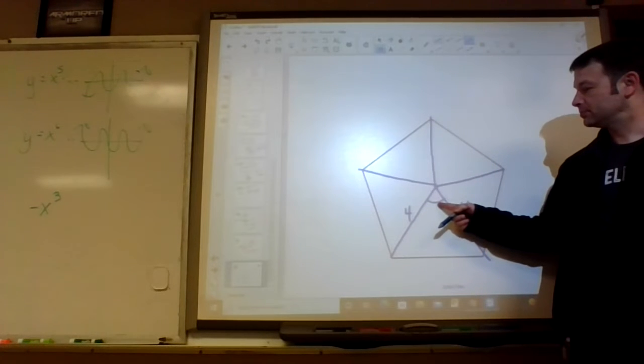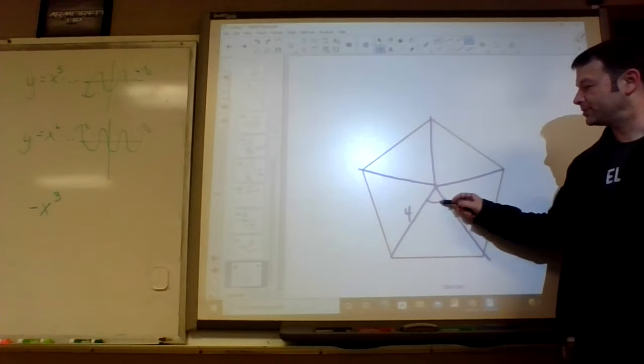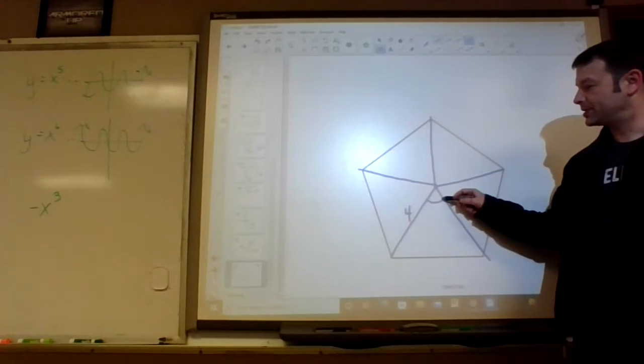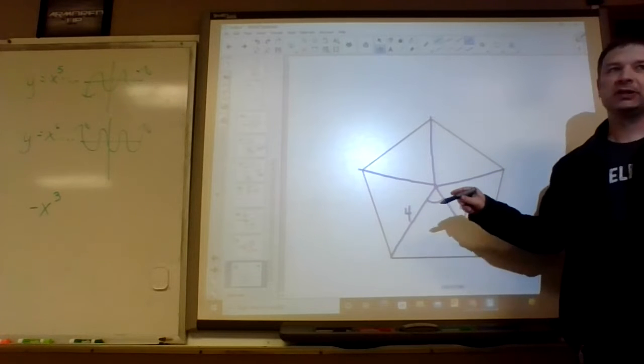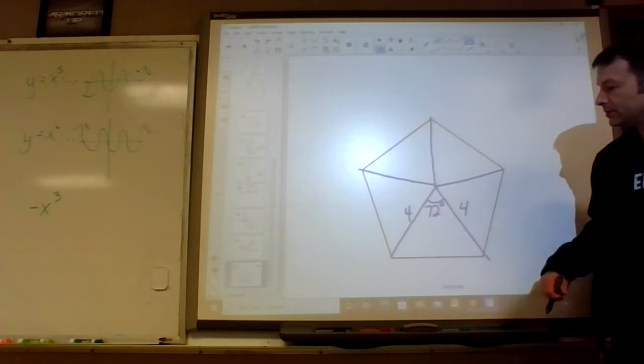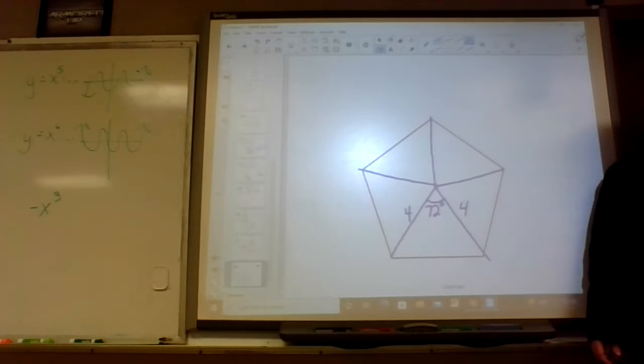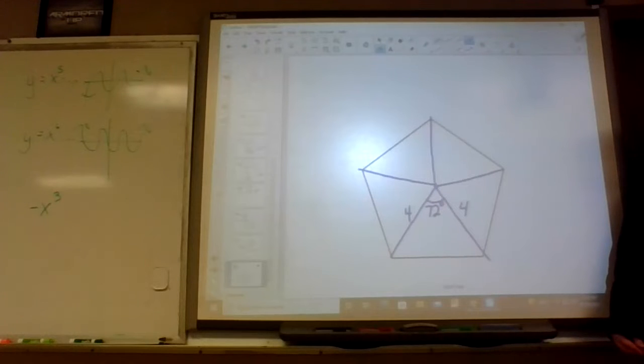You guys remember how to do that? It's 360 divided by however many triangles. 360 for the full circle, so 360 in this case divided by 5 is 72. Are we trying to find the area? Trying to find the area of the Pentagon.